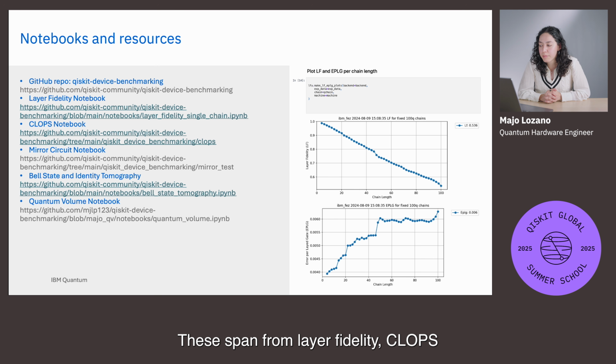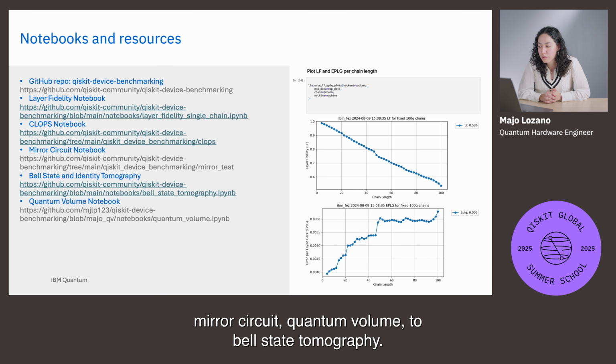Lastly, people can consult the open source repo, Qiskit device benchmarking, for learning more about these benchmarks and running them themselves. These span from layer fidelity, CLOPS, mirror circuit, and quantum volume to Bell state tomography.